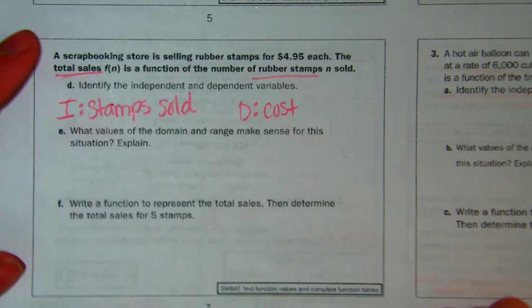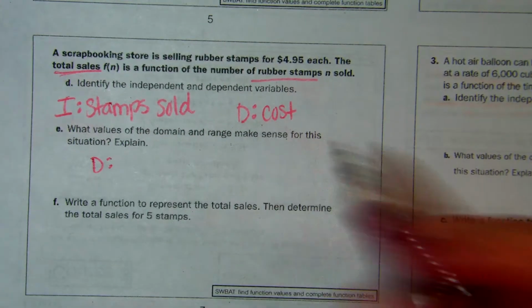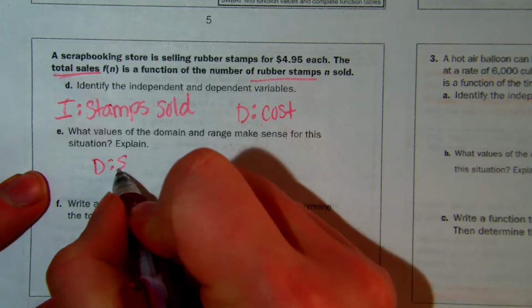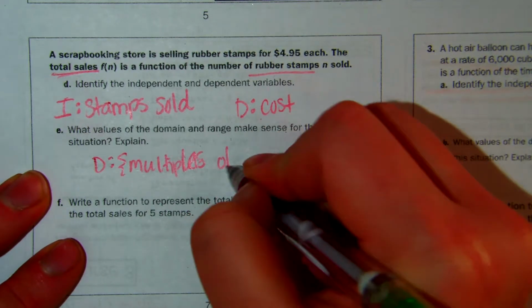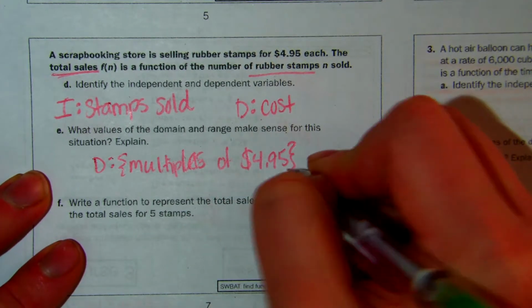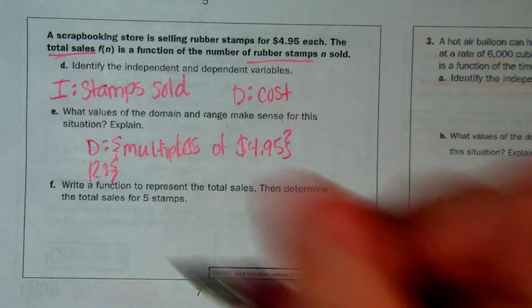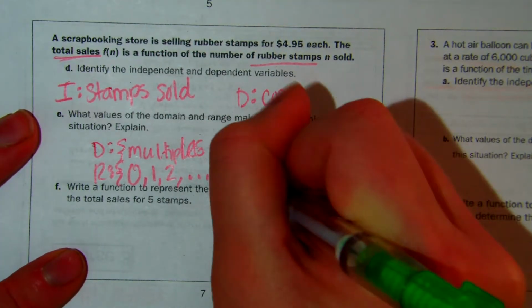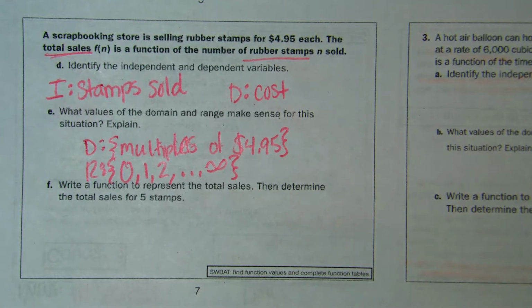What values of the domain and range make sense? Well, so for the domain, the cost, what are they cost? They cost $4.95. Well, can I have $5? No. Can I have $6? No. Everything needs to be in multiples of $4.95. What values of the range make sense? Well, could I have negative stamps? No. Can I have 0 stamps? Sure. So 0, 1, 2, all those make sense, all the way up into positive infinity, but making sure they are whole numbers. Write a function to represent the total sales, then determine the total sales for 5 stamps.